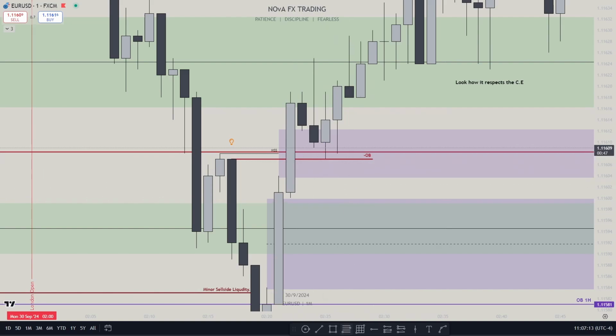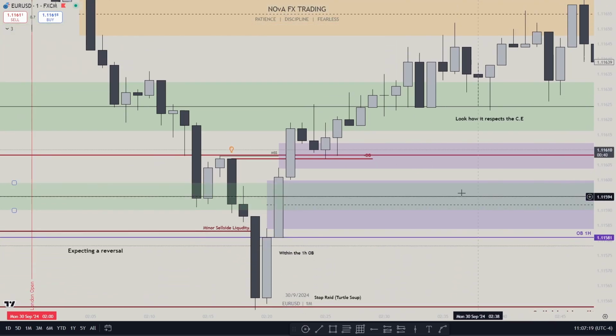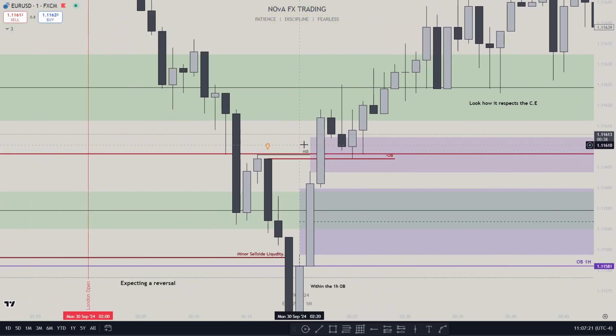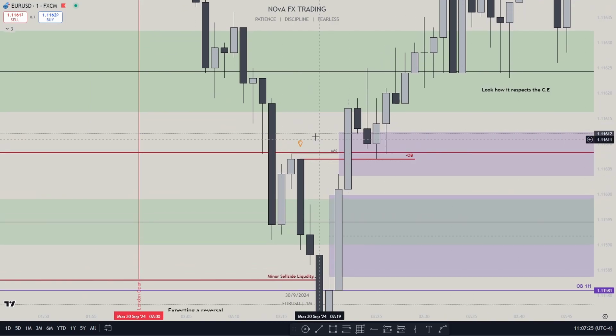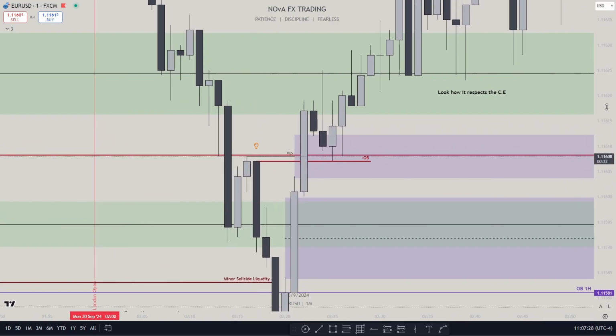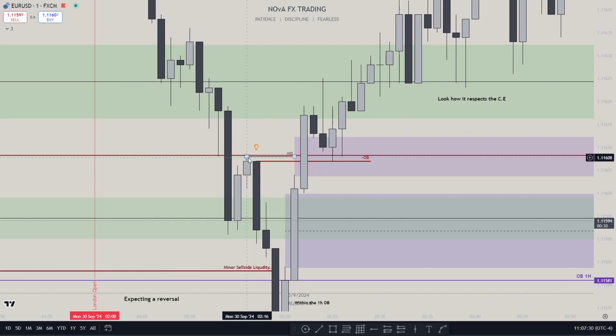Look, just look at here. Look how beautifully the price is respecting this. This is what I'm telling you, this is all algorithmic, and the market maker, they know what they're doing. Okay, so and market structure shift, and look how beautifully this order block is handling it.